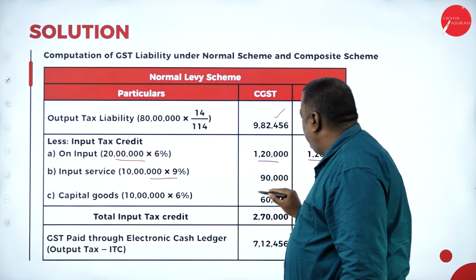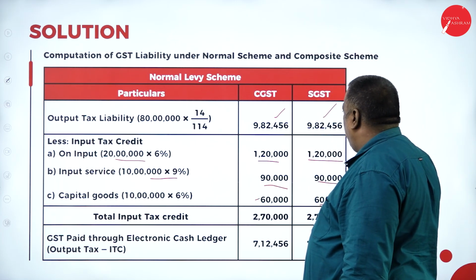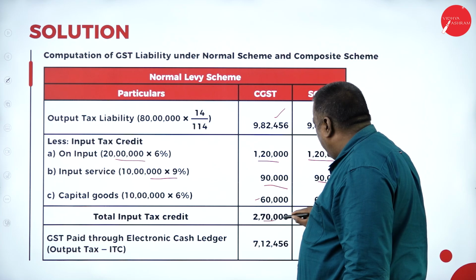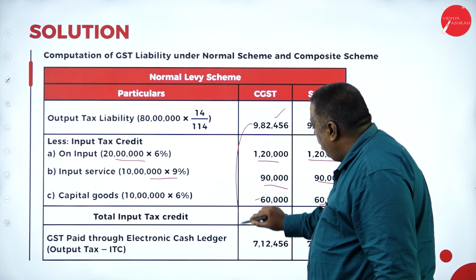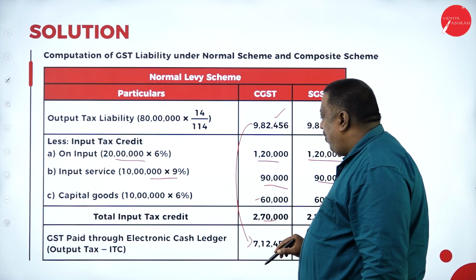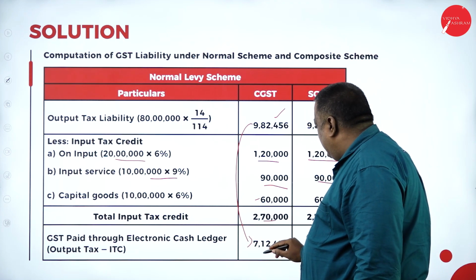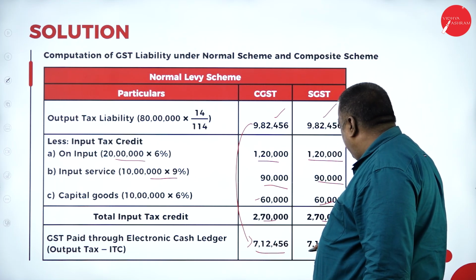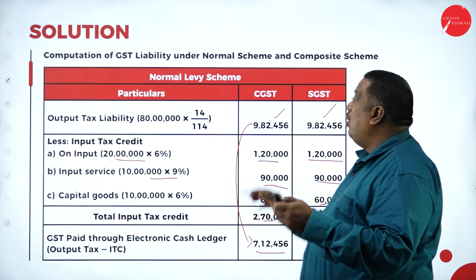10 lakhs into 9%, 90,000, and 60,000. Total here it is 2,70,000. Out of 9,82,456, the collected amount, if I deduct 2,70,000, then I have to pay 7,12,456 to the government in the normal scheme.